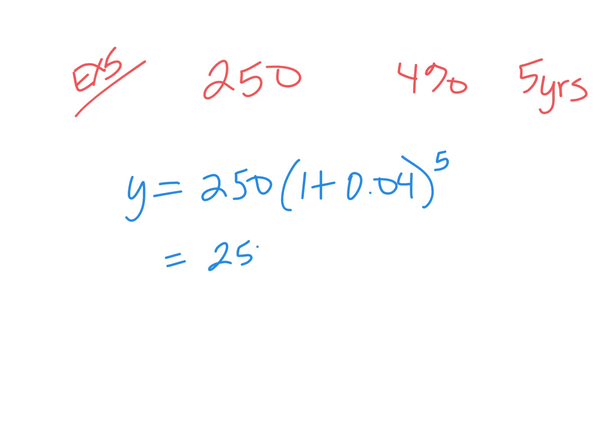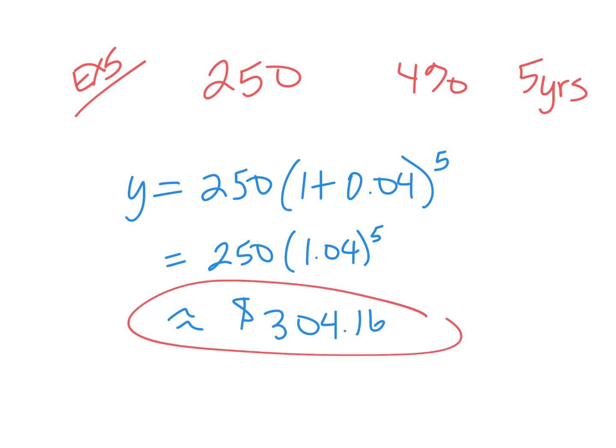What is 250 times 1.04 to the power of 5? It's approximately $304.16. Didn't start with a lot of money, so it doesn't grow that fast, but it does grow faster than simple interest. And you just made money for it sitting there.